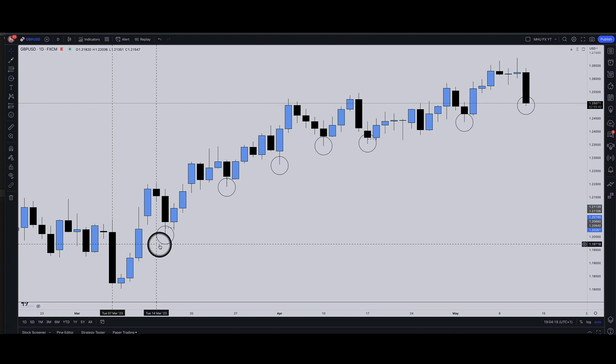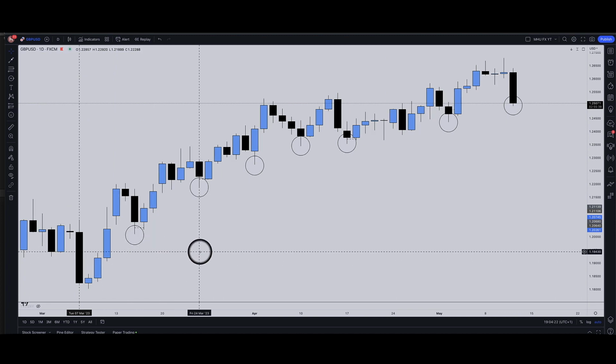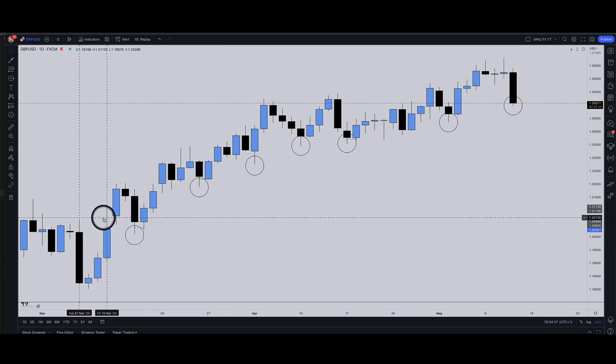What do you guys think price is doing right now? If you just pause the video and say to yourself, is price rising higher? Is it making higher highs and higher lows? Is it making lower lows and lower highs? Or is price going sideways right now? So just from looking at this, you can see price is making higher highs and higher lows.